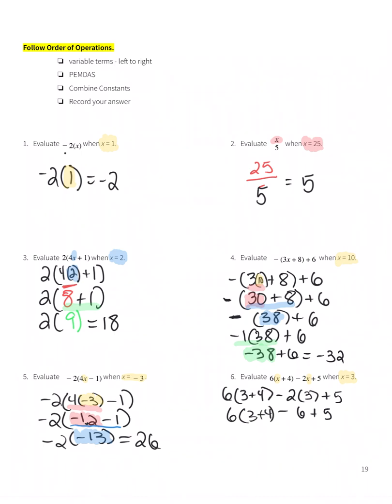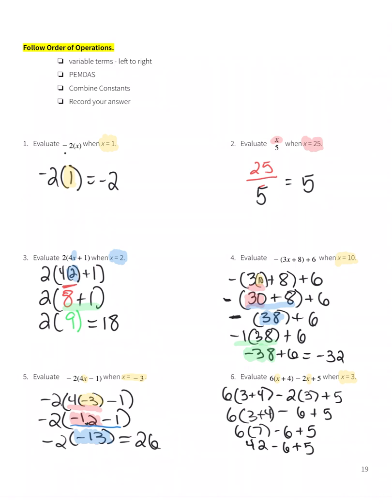Our next step is to complete what's in the parentheses. In the parentheses, we have 3 plus 4. 3 plus 4 is equal to 7. So we have 6 times 7 minus 6 plus 5. Our next step is to complete our multiplication. Remember, we're following that order of operations. 6 times 7 is equal to 42. So we have 42 minus 6 plus 5.